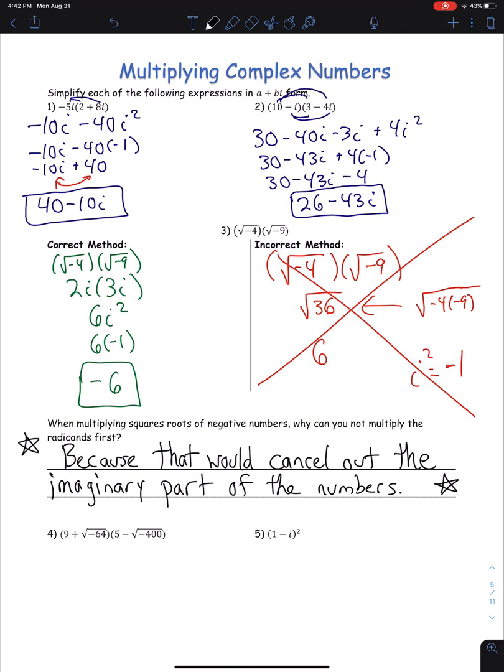And I want to see if you guys can do 4 and 5. 4 is very similar to what we have been doing, so is 5. So just take 2 to 5 minutes, pause the video, complete 4 and 5, and then play the video when you're done, and we'll go over it.